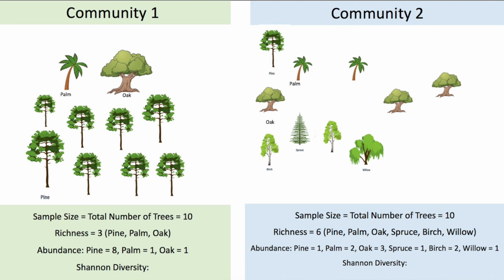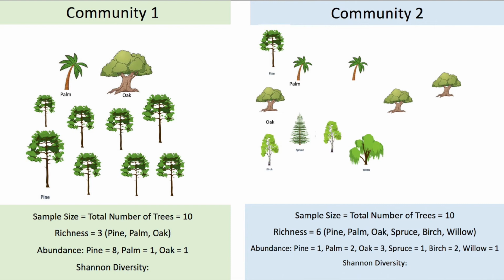So the Shannon diversity measure, we calculate that measure with an equation that you don't need to know, but just know that the equation takes into account the richness of the community, the abundance of each of the organisms in the community, and the sample size of that community. And it takes all of that information and it calculates a Shannon diversity value.